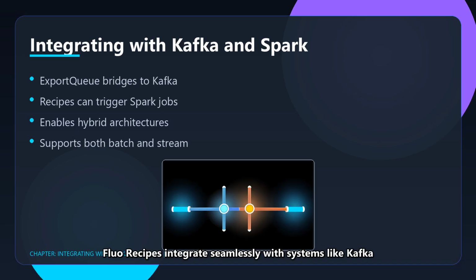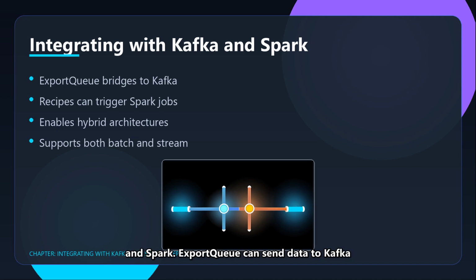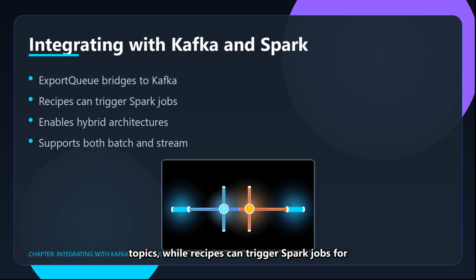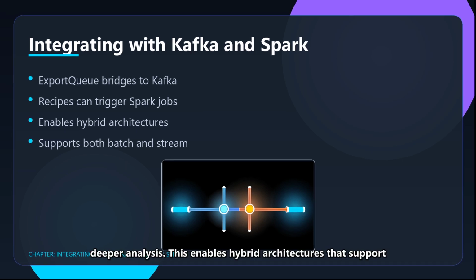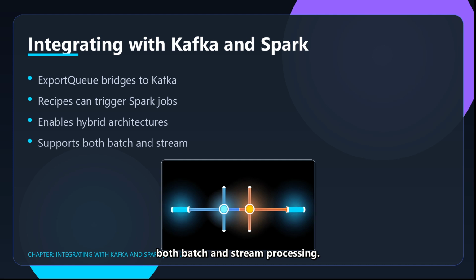Fluo Recipes integrate seamlessly with systems like Kafka and Spark. ExportQueue can send data to Kafka topics, while Recipes can trigger Spark jobs for deeper analysis. This enables hybrid architectures that support both batch and stream processing.